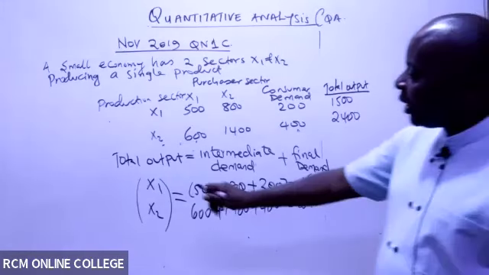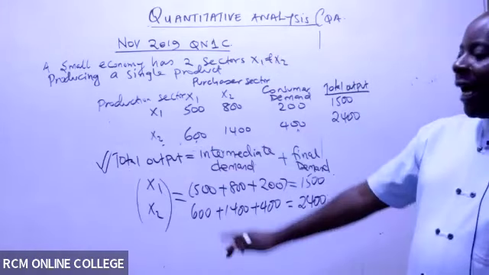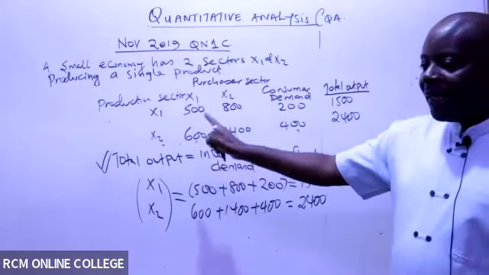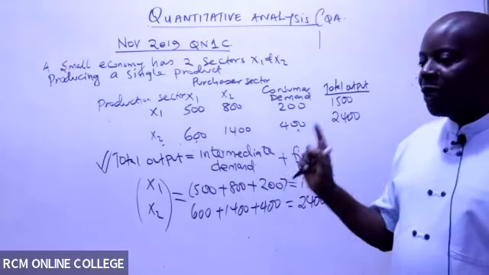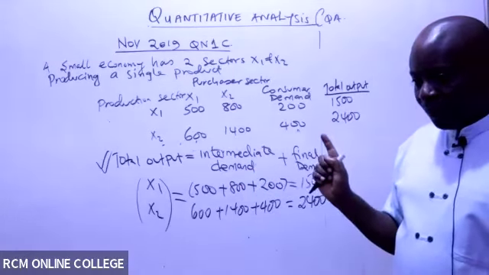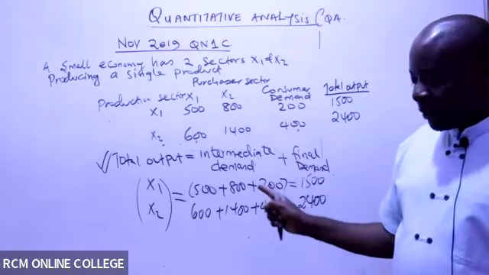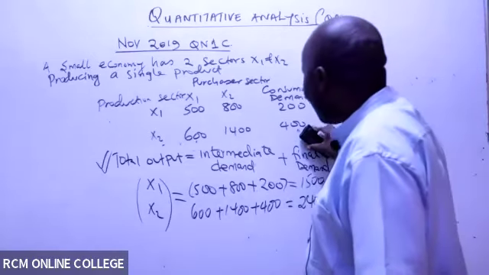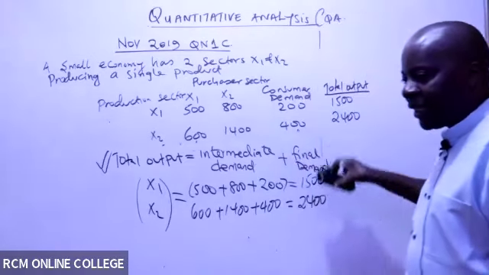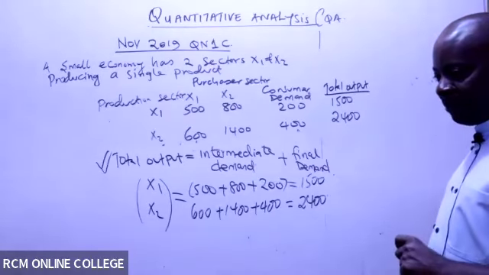This is really an important step. For the number of years I've marked KASNEB exams, I get to see many students get it wrong here. And the moment you lose it from this very step, you will get 0 in the entire question. So that is step number 1. Ensure you're using this concept here. And then the second concept: total output equals intermediate demand plus final demand.